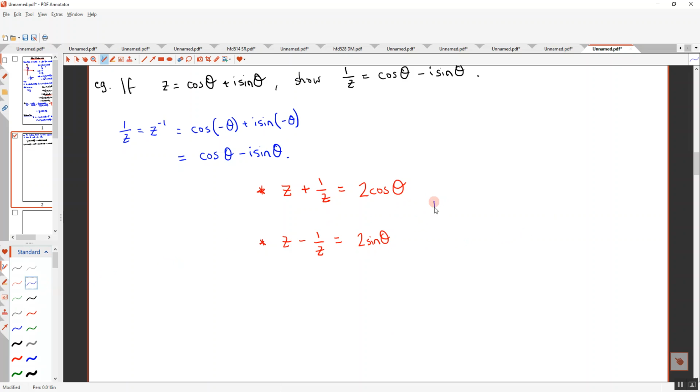And also, I should say, just using the same results as before, if z to the n and 1 over z to the n is raised to the power, the only thing that changes is the angle gets multiplied by the n.